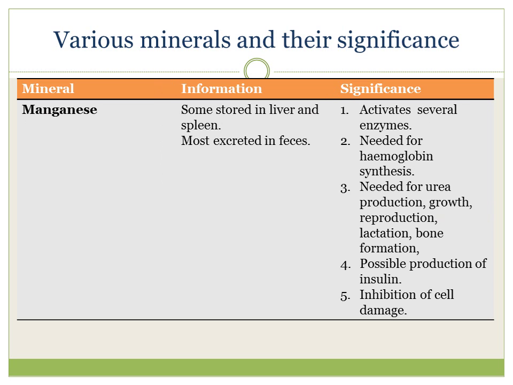Our next mineral is manganese. Some of the manganese is stored in liver and spleen, and it is mostly excreted in feces. Coming to the significance, manganese activates several enzymes. It is needed for hemoglobin synthesis. It is needed for urea production, growth, reproduction, lactation, bone formation, and also possibly in the production of insulin. It plays an important role in inhibition of cell damage.